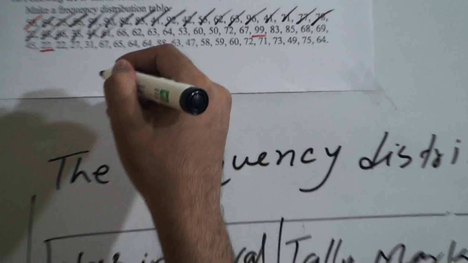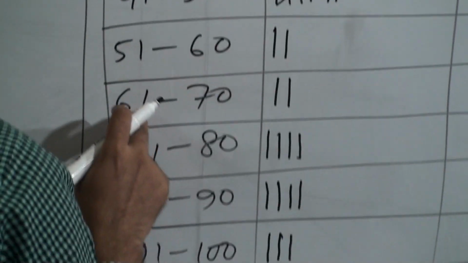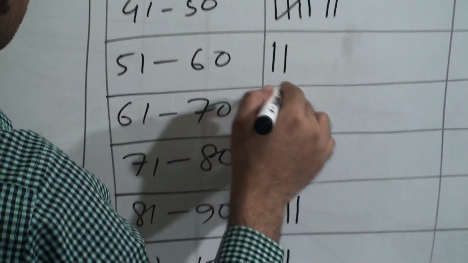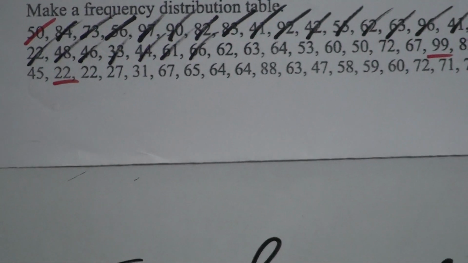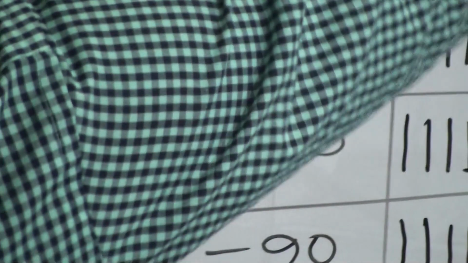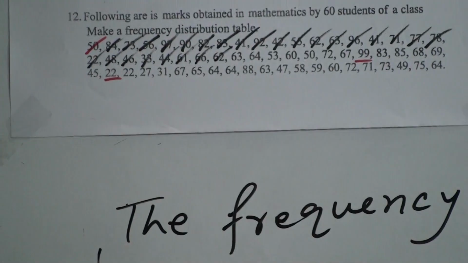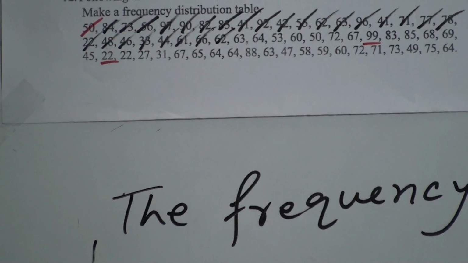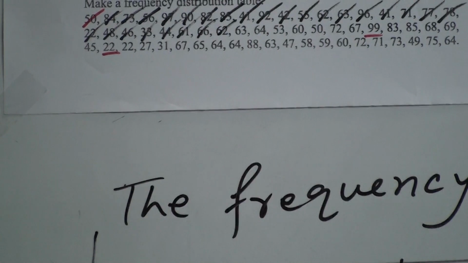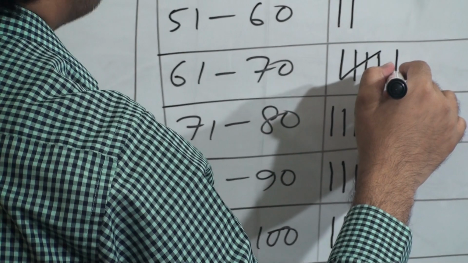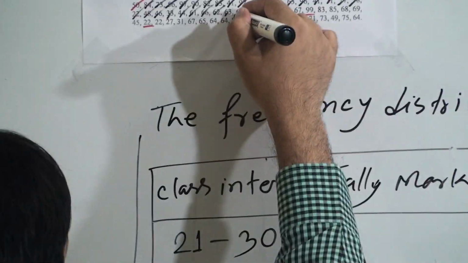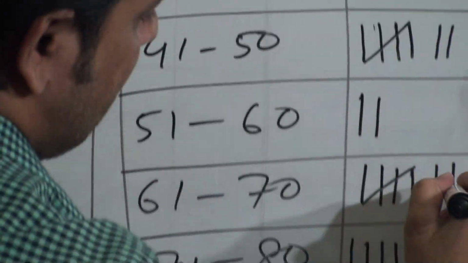Now 61. 61 is in the class 61 to 70 here, 61. Then 66. 66 will be also in that class again. Now 62. Yes, this one also will be in that class again, so this will be diagonally. Now 63. 63 is also in that class again. Now 64. 64 is also in that class.